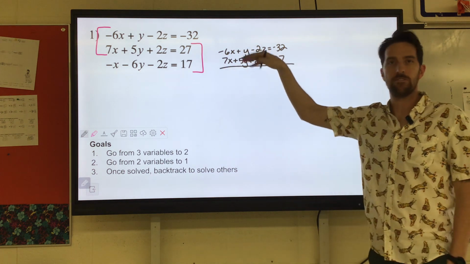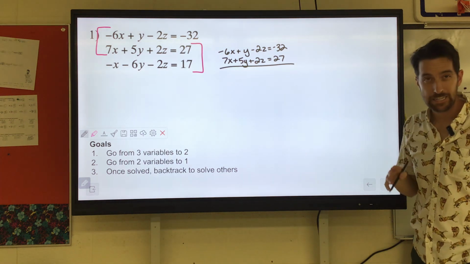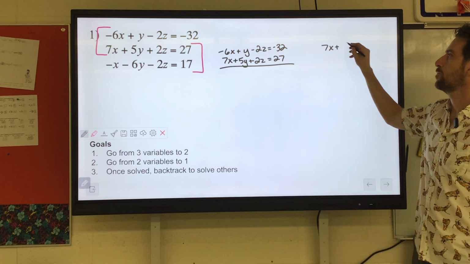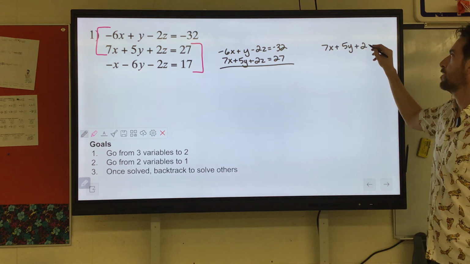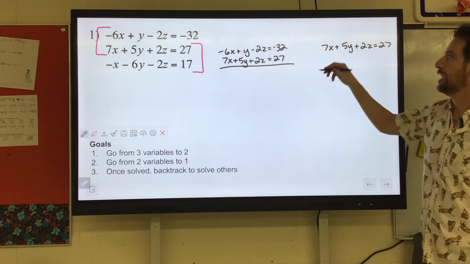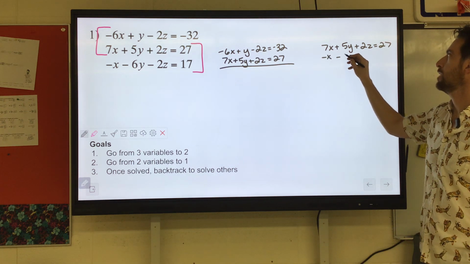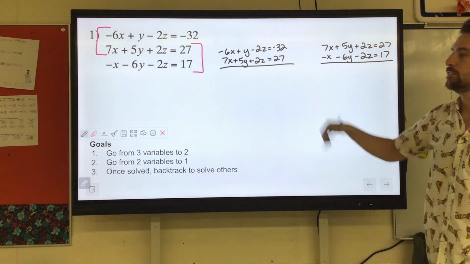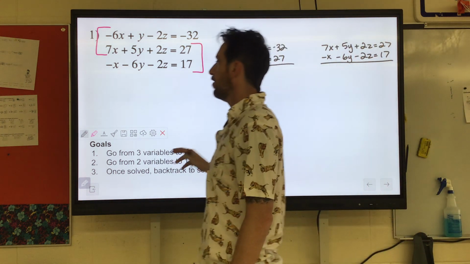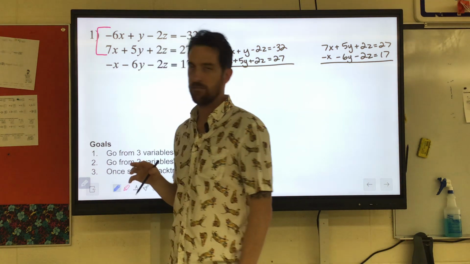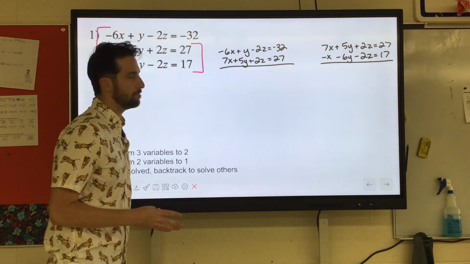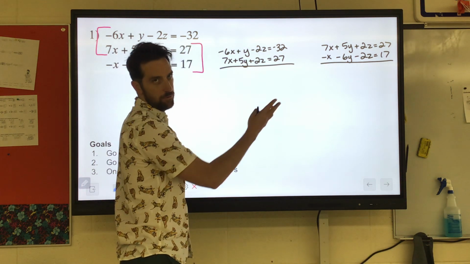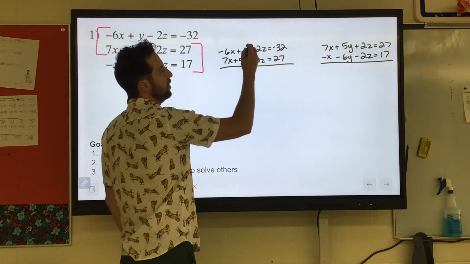I'm going to also write the second and third. You'll see there's actually a lot of writing that goes into each of these problems. So second and third, 7x plus 5y plus 2z equals 27, and negative x minus 6y minus 2z equals 17. These are nice because they're already paired up to eliminate one of our variables. The z's are going to go away from both of them, so we don't even have to multiply them. And if you did, I would have done it before we wrote the equations again. But we could go straight down now.